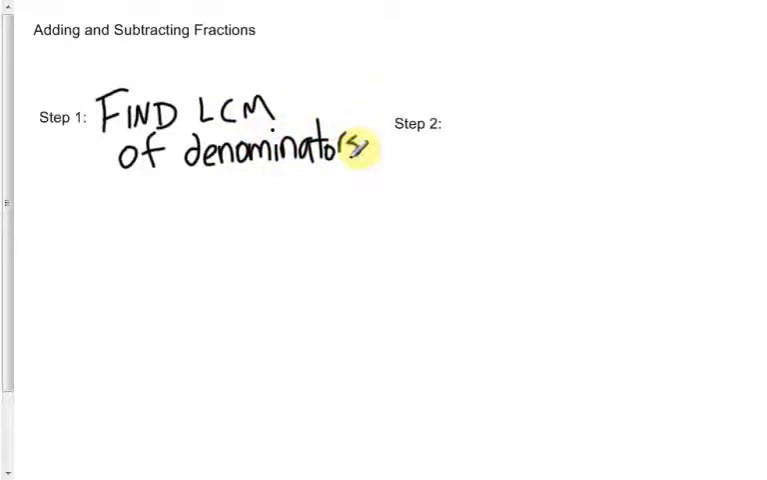So if we're talking about a couple fractions, 1 over 3 and 2 over 5, we have to find the lowest common multiple of those two denominators. Remember, these are called unlike denominators because they're different from each other. Like denominators would be if they were both thirds or both fifths. But since they're not the same number on the bottom, they're unlike denominators.